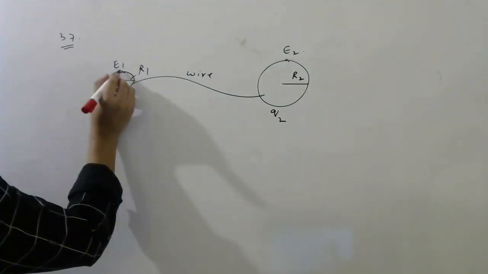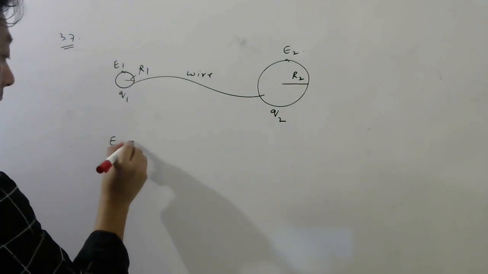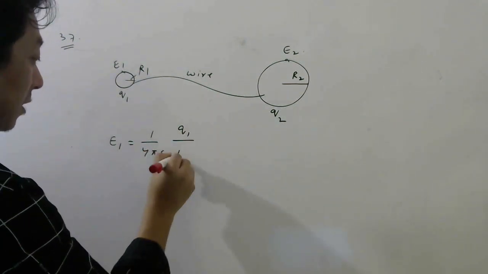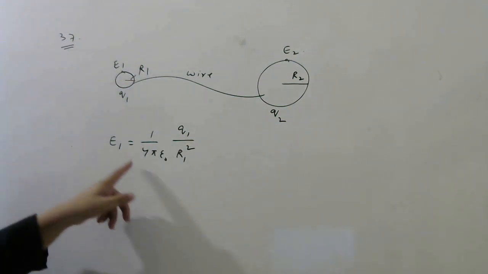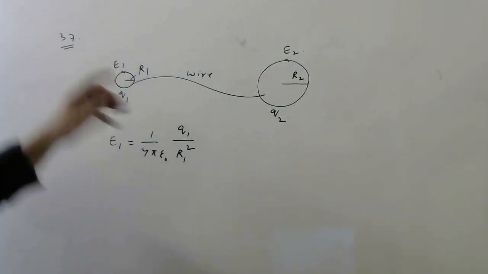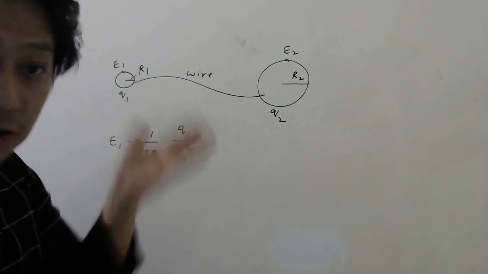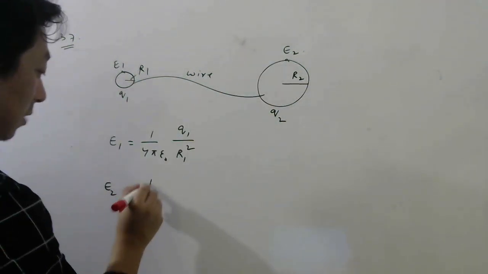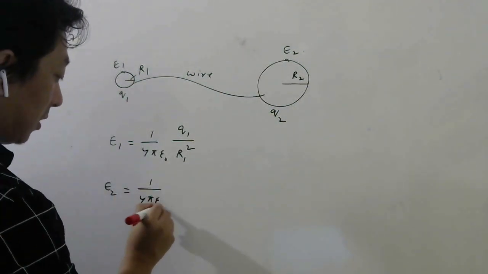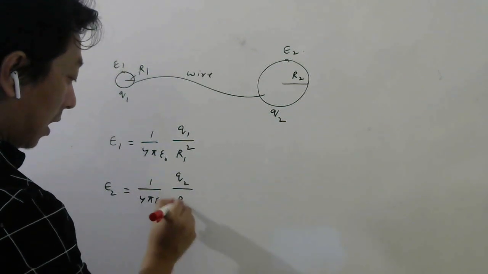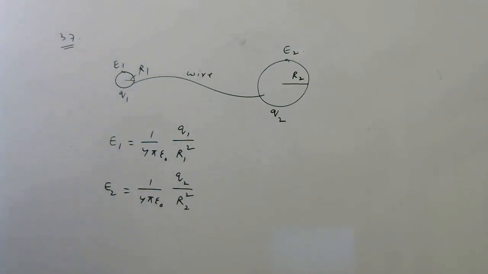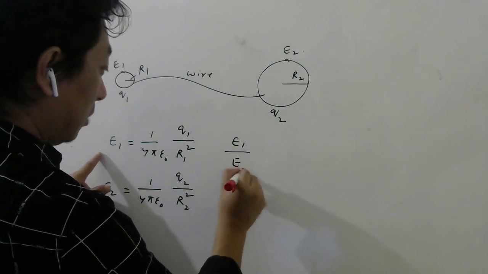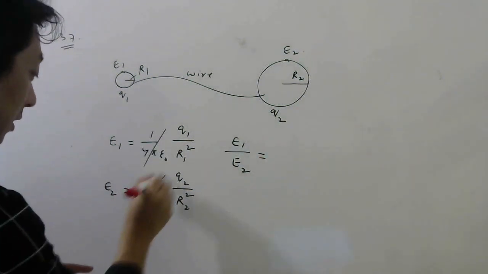Now the electric field here will be 1 by 4 pi epsilon naught, charge divided by radius square, right? This we know is the formula for electric field on the surface of a sphere. We have done that in Gauss law also, right? And the electric field on the other sphere will be 1 by 4 pi epsilon naught q2 by r2 square. Okay, students. So now if you divide E1 by E2 to find the ratio, this and this will cancel.